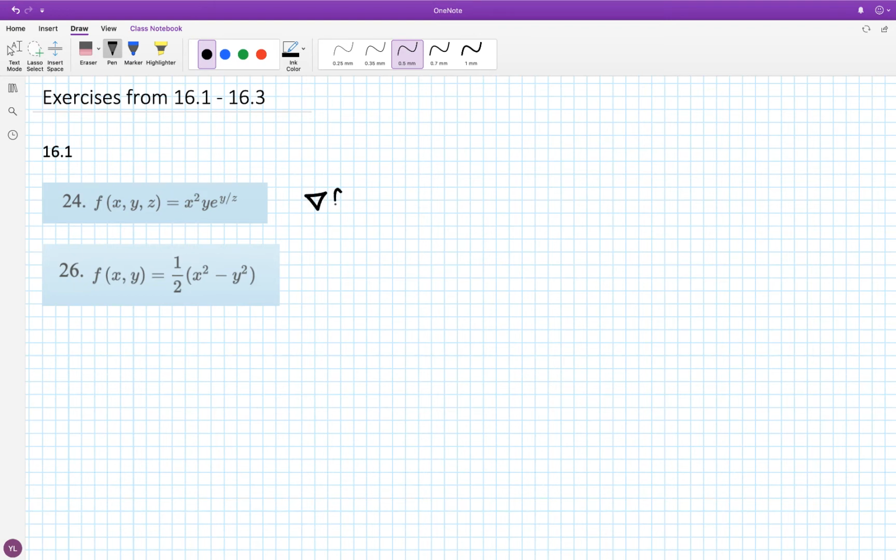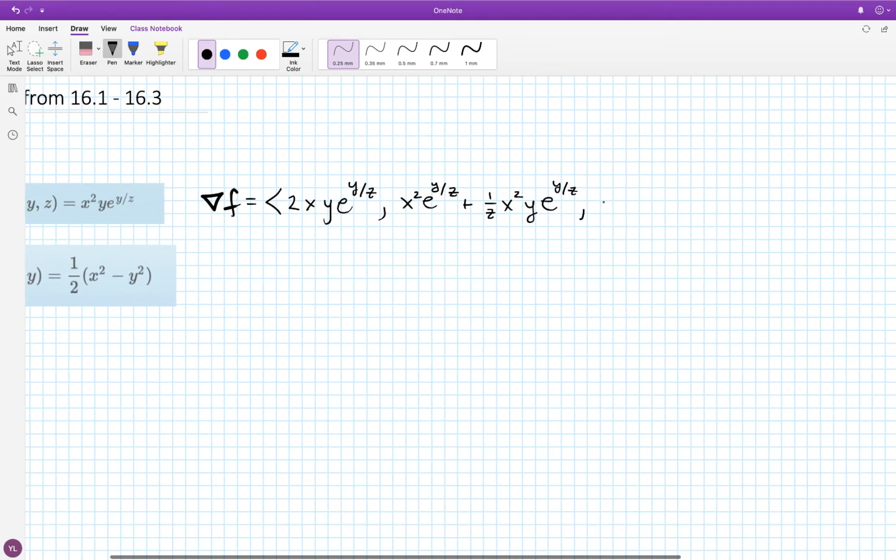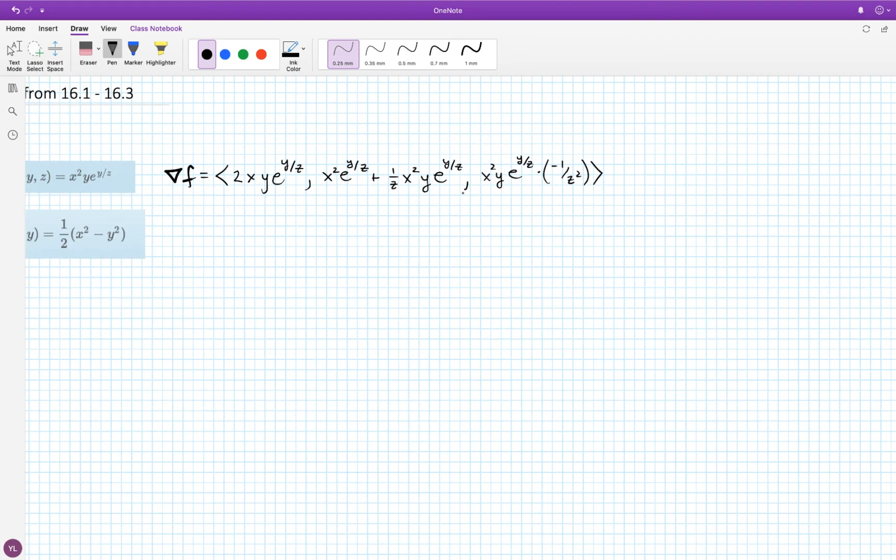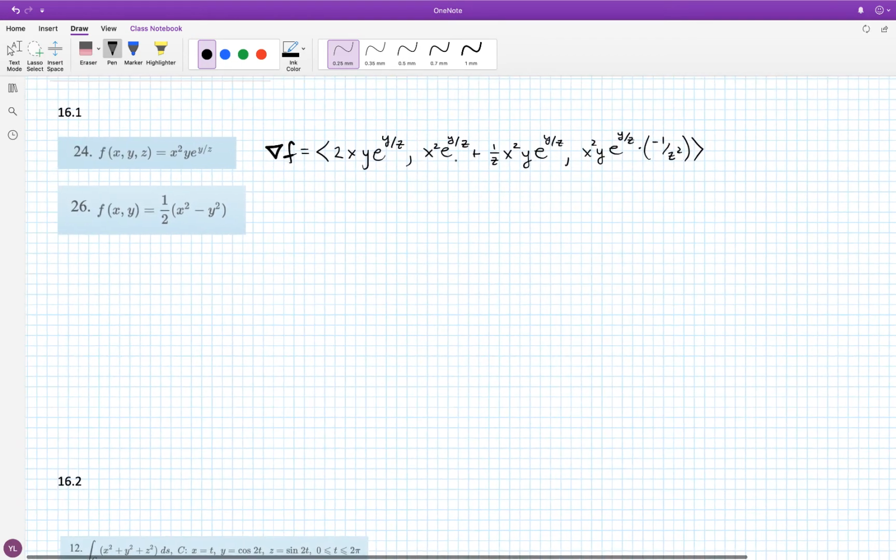So in the first case, my gradient is partial with respect to x. Partial with respect to y will require the product rule. And partial with respect to z. So that was chain rule on that last one. So there's your gradient vector field, and I don't really want to graph that at all. Thankfully, they didn't ask me to.